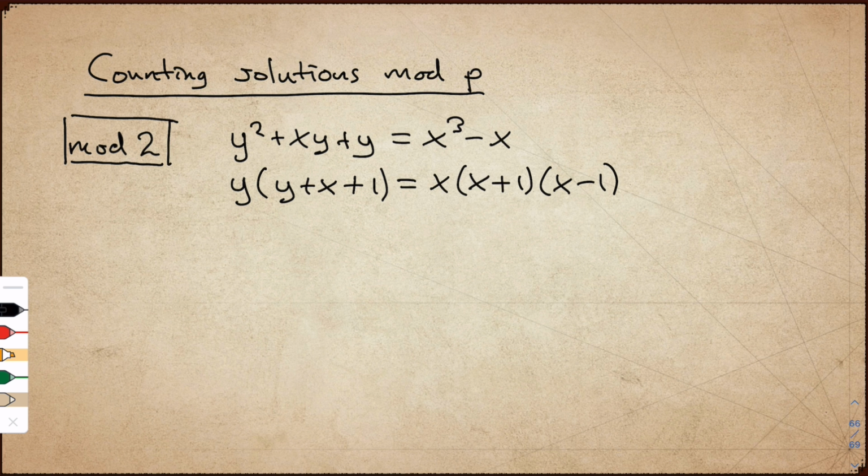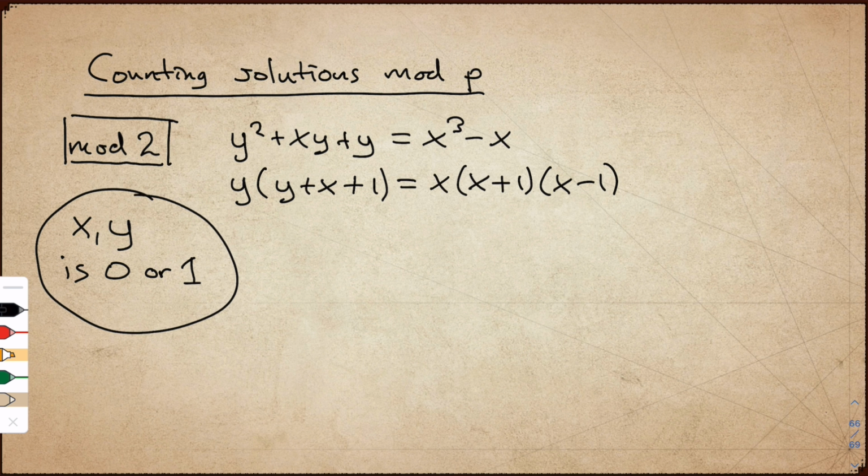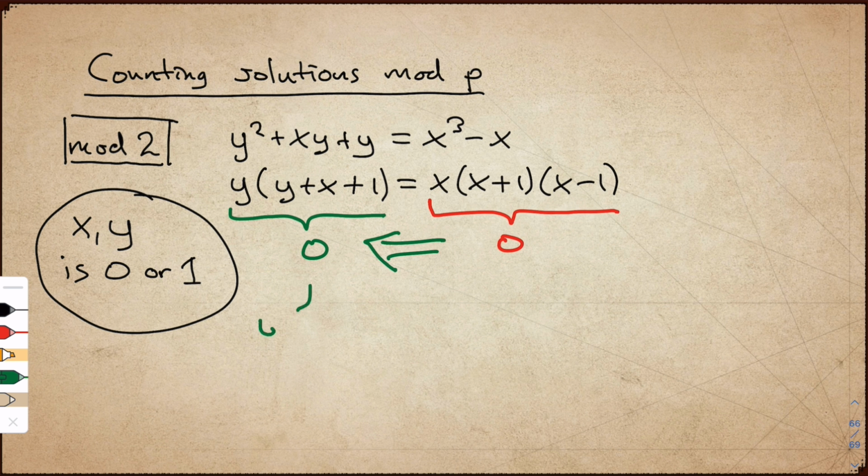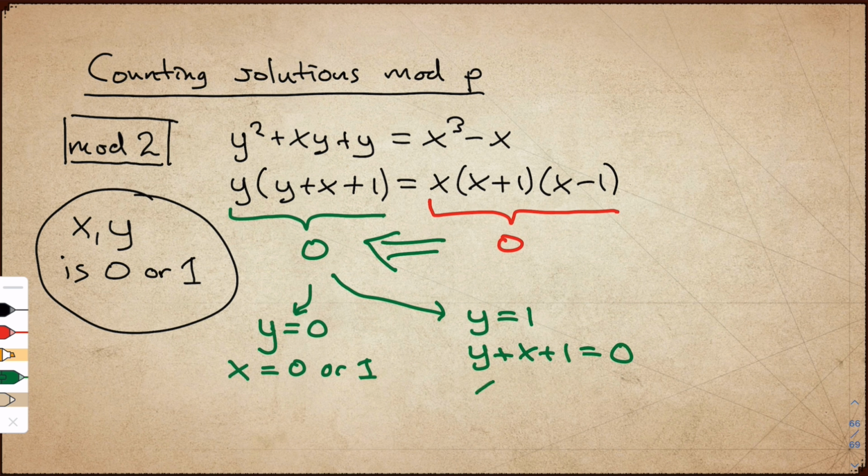Mod 2 means that x and y can only be 0 and 1. And all computations are done mod 2. So for example, 1 plus 1 equals 0. The right-hand side is always 0, since either x or x plus 1 is 0. Therefore, the left-hand side must also be 0. That happens either if y is 0, the first factor, and then x can be anything, 0 or 1. Otherwise, if y is 1, the bracket must be 0, and this happens only if x is 0.